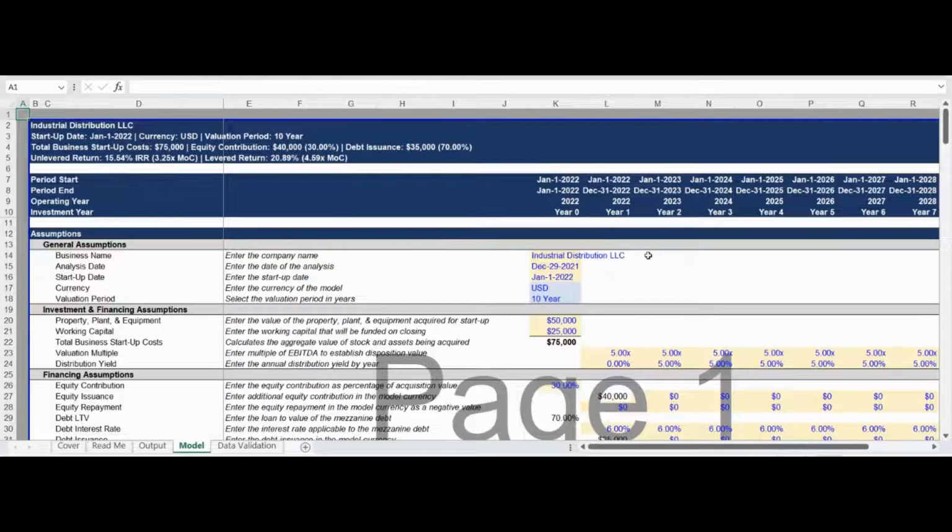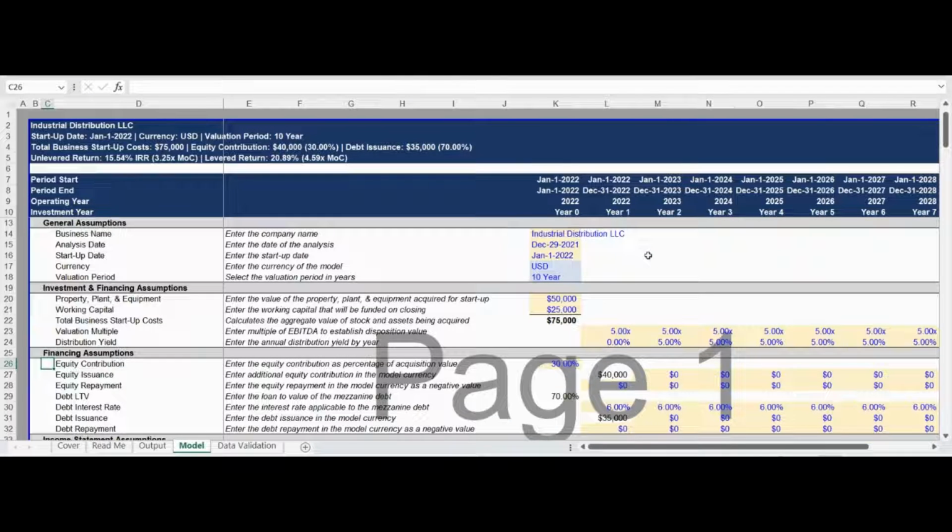The Forma tab contains all user-entered and selected assumption and calculations. The Assumptions section begins with general business and analysis inputs for version control and organization. Investment and financing assumptions, including fixed asset investment and working capital, valuation multiple, and target distribution yield, are entered next. Please note there are detailed descriptions beside each assumption line item to assist with your model preparation.